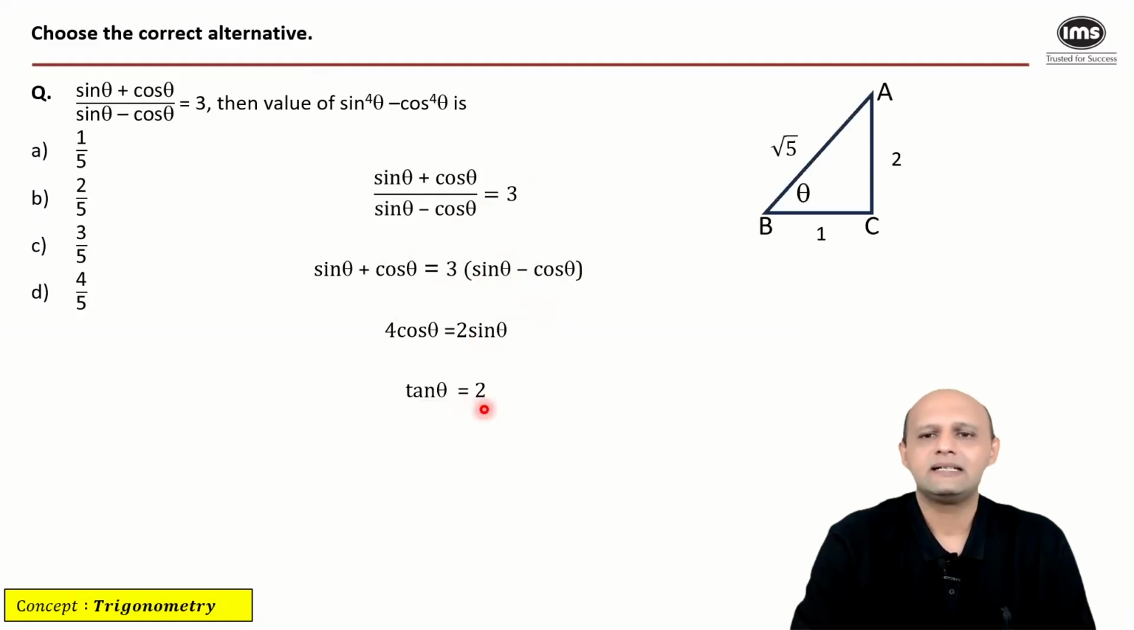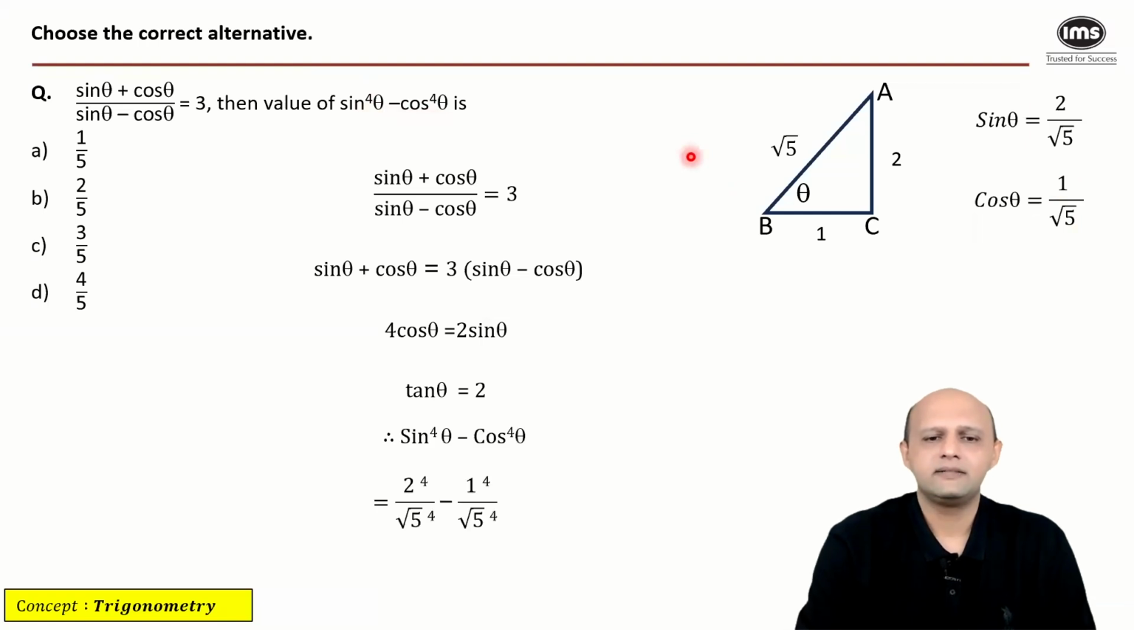And once you know that tan theta is equal to 2 for a right angle triangle, what is the value of sine theta? Sine theta would be 2 by root 5. And what would be cos theta? Cos theta would be 1 by root 5. I think that's all that is required primarily because we need to find sine raised to 4 theta minus cos raised to 4 theta.